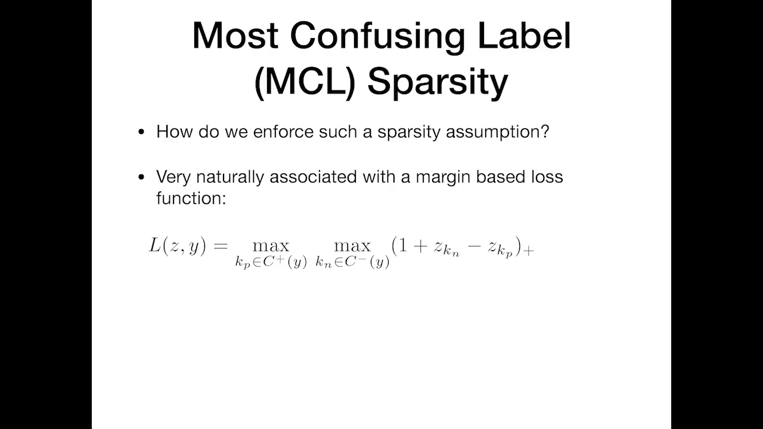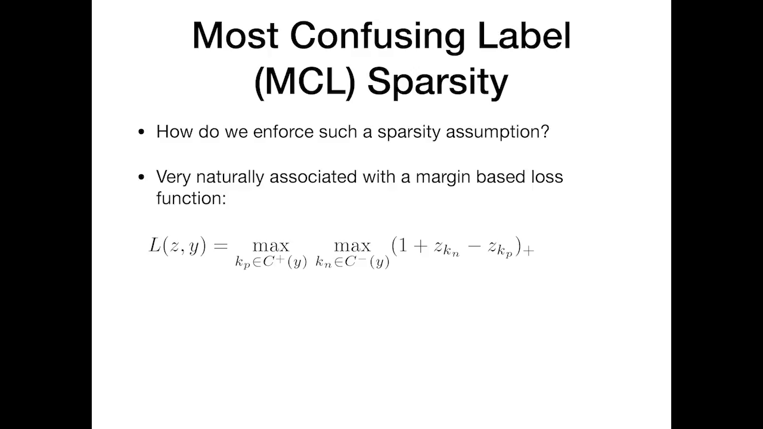Primal sparsity was easy to enforce. If I have a matrix W and I think this matrix W is sparse, I know how to enforce the sparsity: you put L1 regularization or some sparsity-encouraging regularization, and then I'm done. But how could I possibly enforce MCL sparsity? It turns out that this is an easier problem than you might suspect, and some of you might have already suspected how to enforce that sparsity, because this is naturally associated with a margin-based loss function, which is given here.